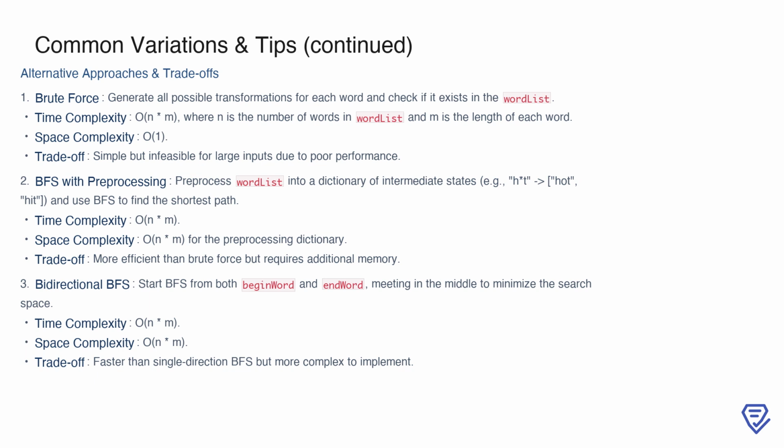Another advanced approach is bidirectional BFS, which starts from both the begin word and end word, meeting in the middle to minimize the search space. This method is faster than single-direction BFS, with the same n*m complexity, but it's more challenging to implement due to the need to synchronize the two searches. Each of these approaches has its strengths and weaknesses, so the best choice depends on the specific constraints and requirements of the problem you're solving.